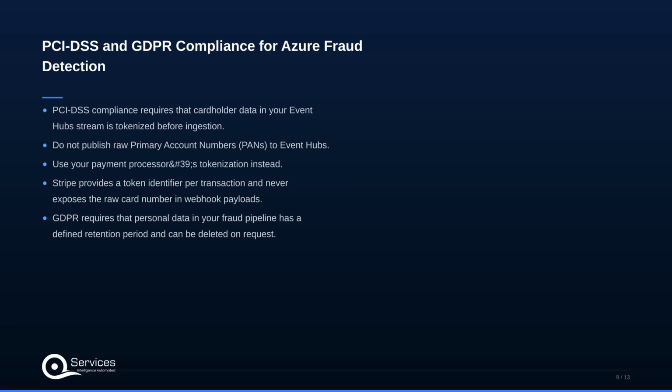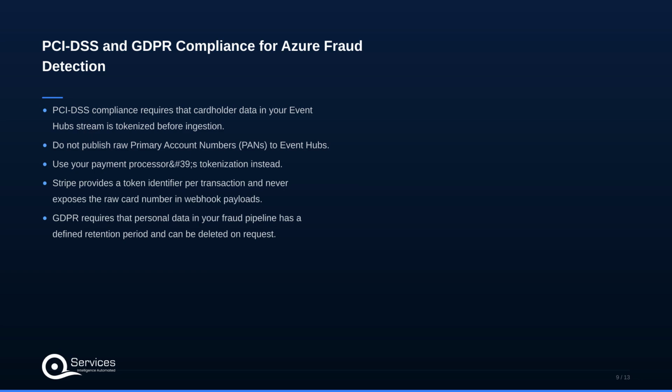Azure Event Hubs encrypts data at rest by default using Microsoft managed keys, and you can switch to customer managed keys for stricter compliance postures. GDPR requires that personal data in your fraud pipeline has a defined retention period and can be deleted on request. Set a TTL on Cosmos DB fraud case documents to 90 days unless your AML retention requirements mandate longer storage. For AML audit logs in blob storage, the EU GDPR Article 17 right to erasure applies to personal data, but AML record-keeping requirements take precedence when they conflict.